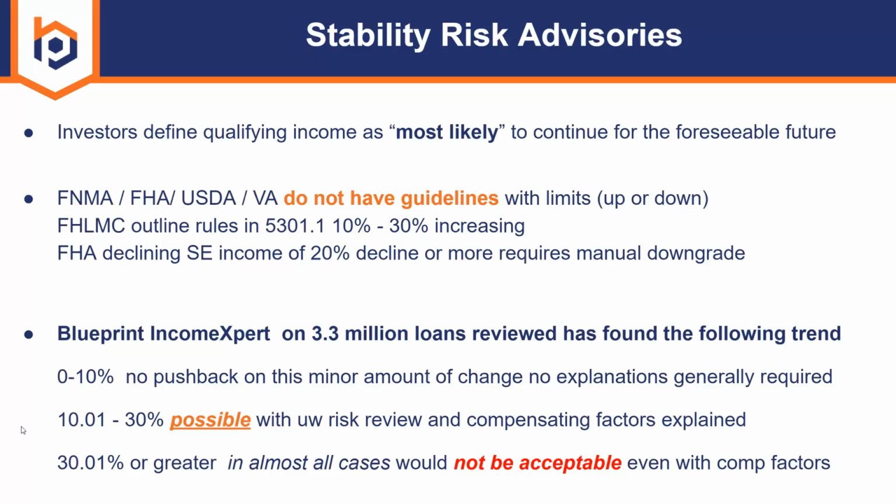Maybe another thing like low LTV or assets to show that even if this income is minor or major, but maybe not continue, that the borrower still is very well qualified to get the loan. 30% and greater in almost all cases would not be acceptable even with comp factors. Now again, these are best practices that we have learned over millions of loans reviewed in our history.